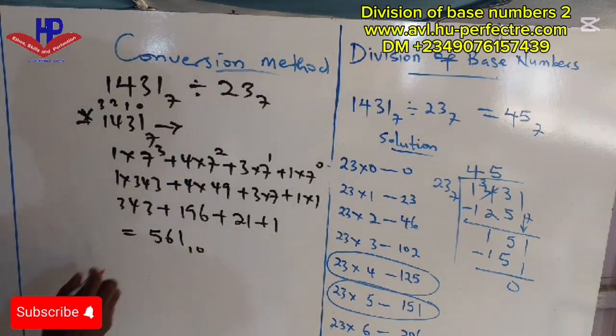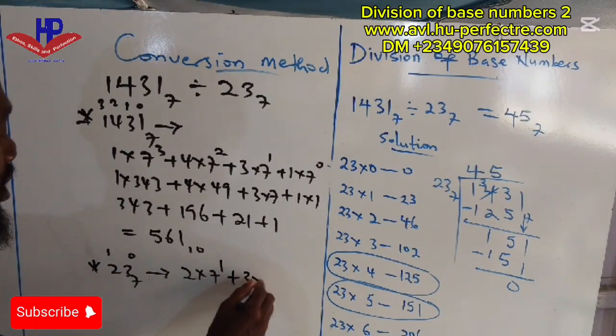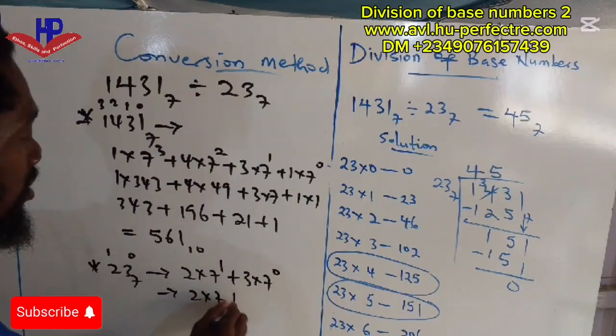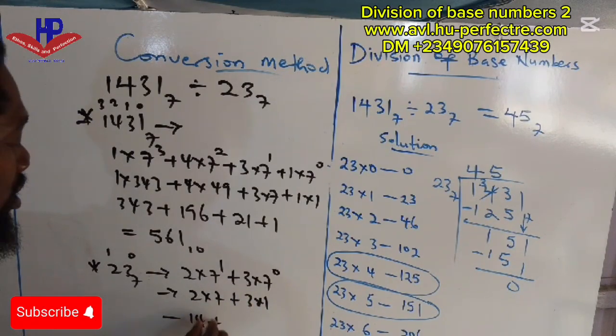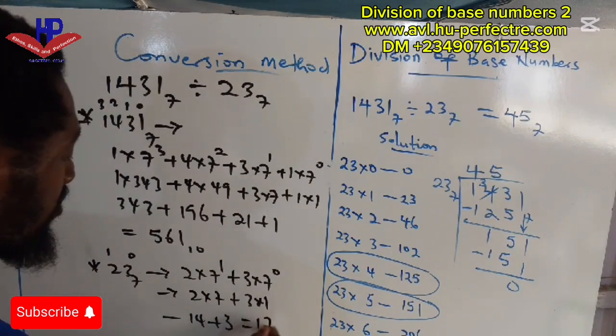Then convert 23 to base 10 also. 23 base 7 to base 10 will be 2 times 7 to the power 1 plus 3 times 7 to the power 0. This will give us 2 times 7 plus 3 times 1, which is 14 plus 3, and that will give us 17 base 10.